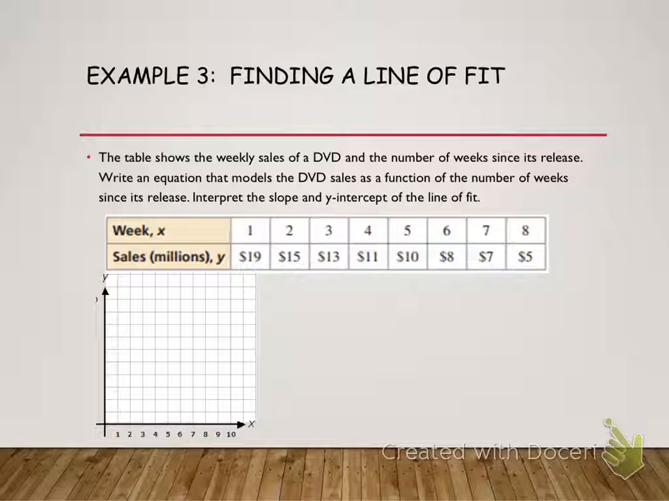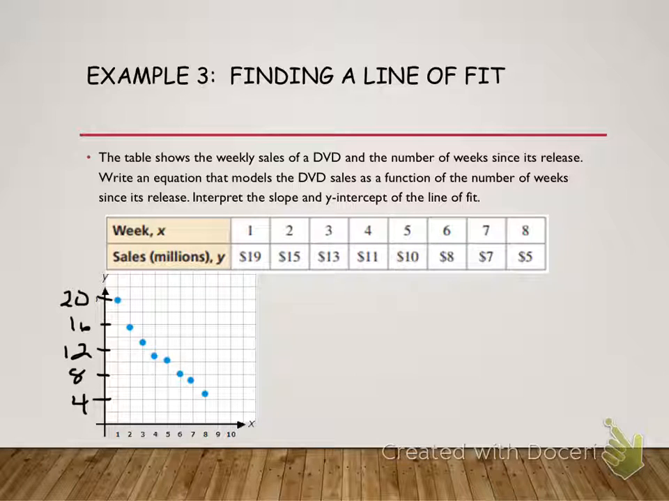So let's look at example 3 here. We're finding a line of fit. The table shows the weekly sales of a DVD and the number of weeks since its release. We're going to write an equation that models the DVD sales as a function of the number of weeks since its release. So the first thing you're going to want to do is plot all of these points. After plotting your points, your scatter plot should look something like this.